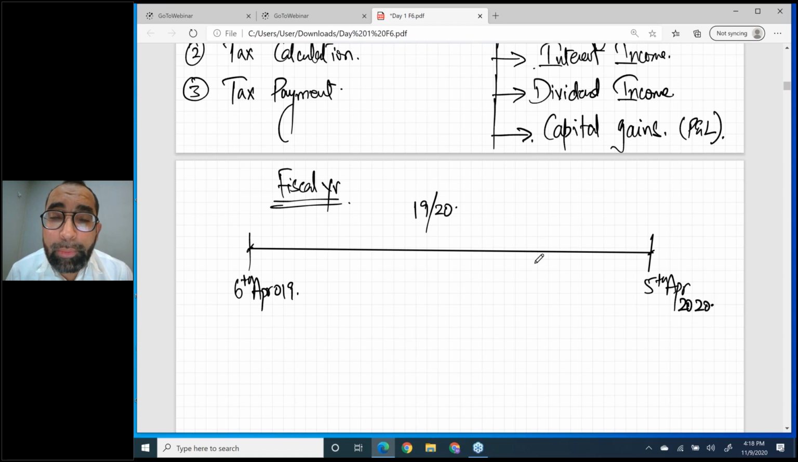That is December 2020 attempt. This is 1920 fiscal year. We are studying, guys, 1920 fiscal year. 1920 fiscal year starts on 6th April 2019 and ends on 5th April 2020, right? Okay, so don't forget this fiscal year. This is the relevant fiscal year for you guys.